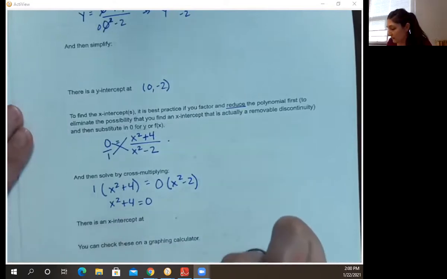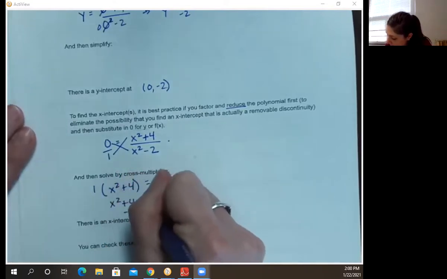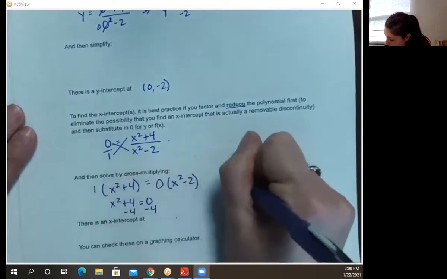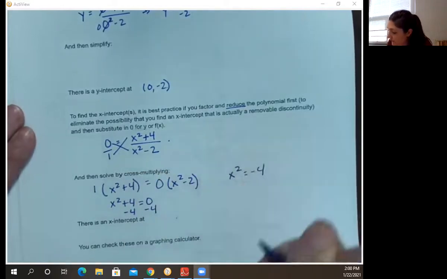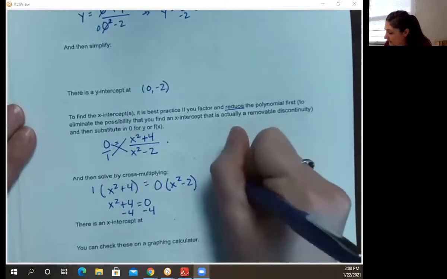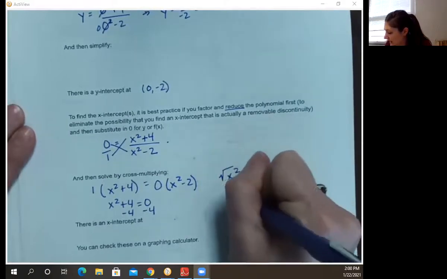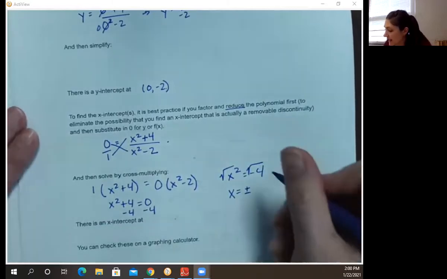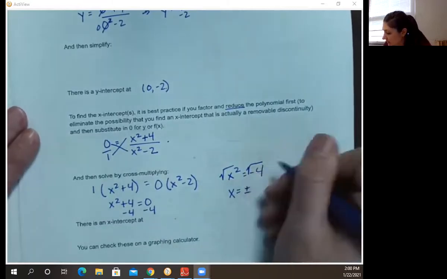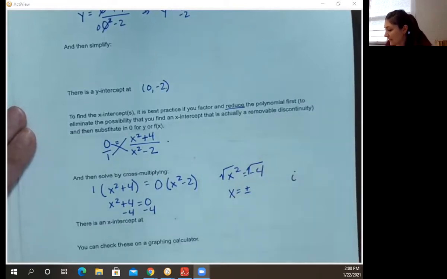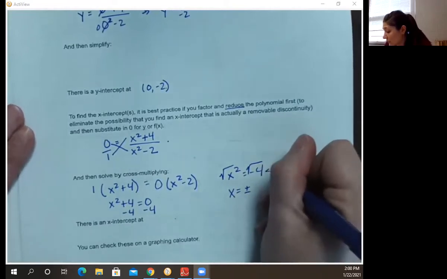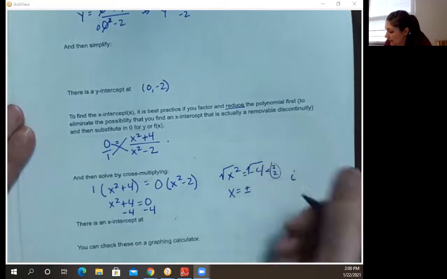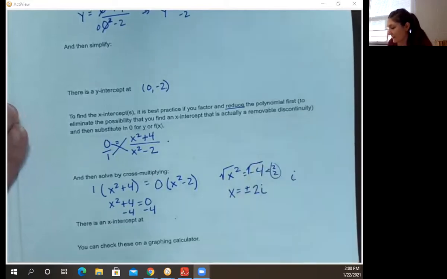From here, I want to solve for x. So I'm going to move that 4 to the other side. And I get x squared equals negative 4. And since I have x squared by itself, I can take a square root. So I get x equals plus or minus. Remember, anytime you take a square root, plus or minus. And then since I'm taking the square root of a negative number, I know I'm going to have an i. And then 4, 2 times 2. So I would have 2i here. x equals plus or minus 2i.